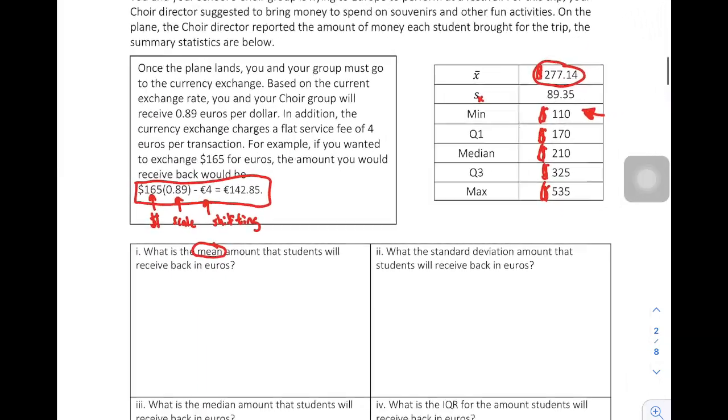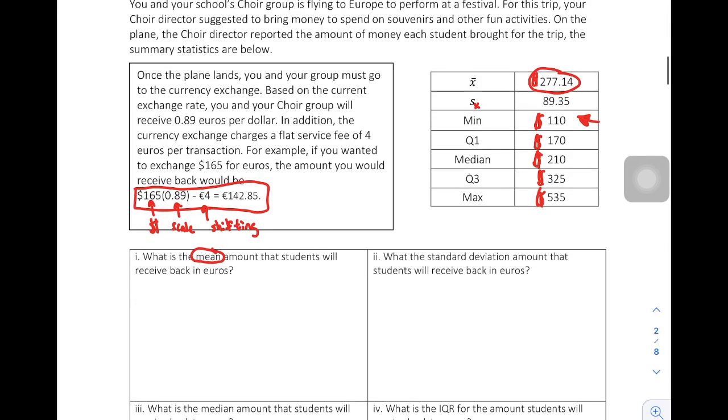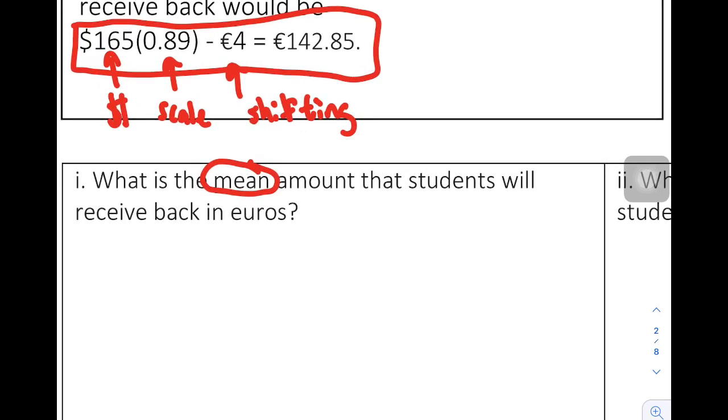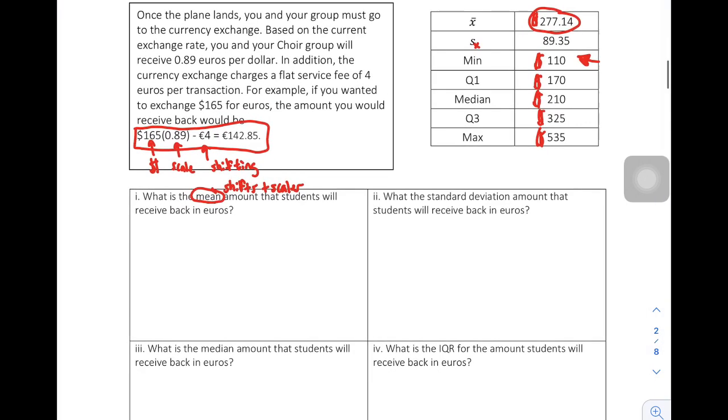If you took notes in class today, when we talked about shifting and rescaling data, you should know that means, the average, are affected by both shifts and scales. So in other words, the average amount that a student bought in terms of dollars was $277.14. To actually figure out how much the average is going to be in euros, well, we would just multiply this by 0.89.